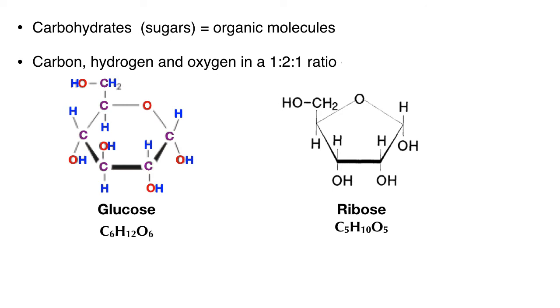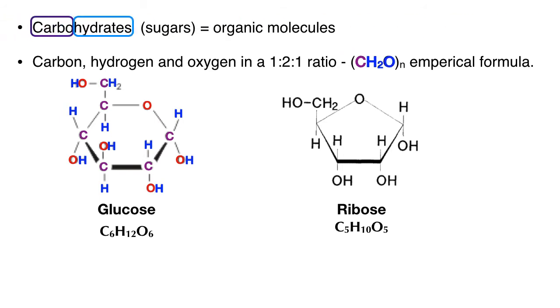In the molecular formulas for these two sugars, the subscripts represent a multiple of the empirical formula CH2O, which shows very clearly that both glucose and ribose are made up of carbons that have been hydrated with water, which is where the term carbohydrate actually comes from. Pretty neat, huh?